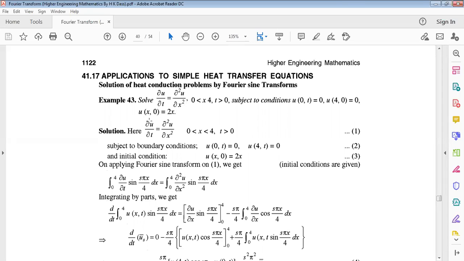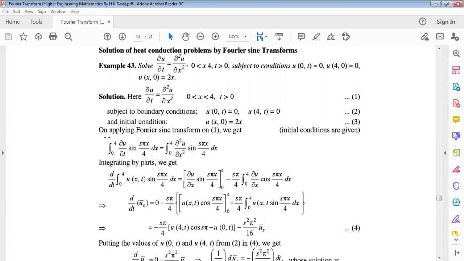This is the given partial differential equation of heat, where x lies between 0 and 4, and t is greater than 0, subject to the boundary conditions. These three conditions are given in our question. Remember this is the initial condition, not a boundary condition, because the initial value is changing the whole function. This is why we are using the initial condition.